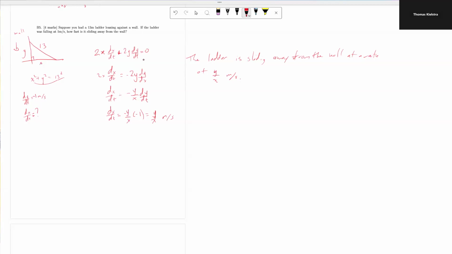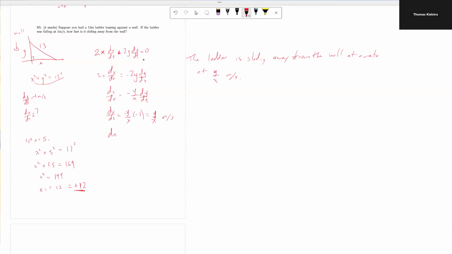And in the solutions, I said as an extension, let x equal 5. Well, if x equals 5, then 5 squared plus y squared equals 13 squared, or y squared plus 25 equals 169, y squared equals 144, y equals plus or minus 12. But because it is a vertical height, it's plus 12.